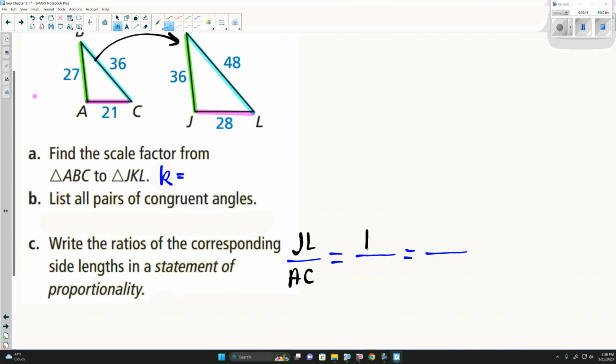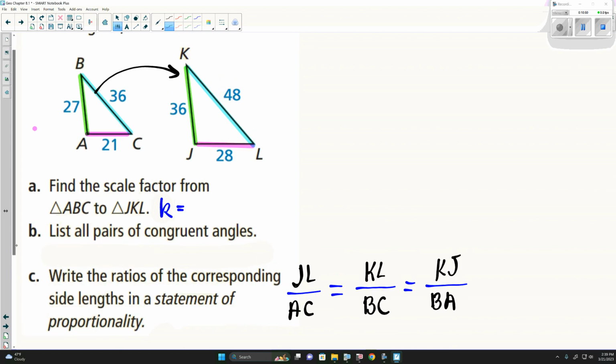So KL on top and BC. And lastly, JK on top and AB on bottom. So any of these that we do have listed, we could have the flip of them as well. So we could have JL over AC or AC over JL. And we have these here. Any questions on the proportionality statement? And I know we're doing these in a little bit backwards order, but sometimes finding one of them is easier than finding the others.